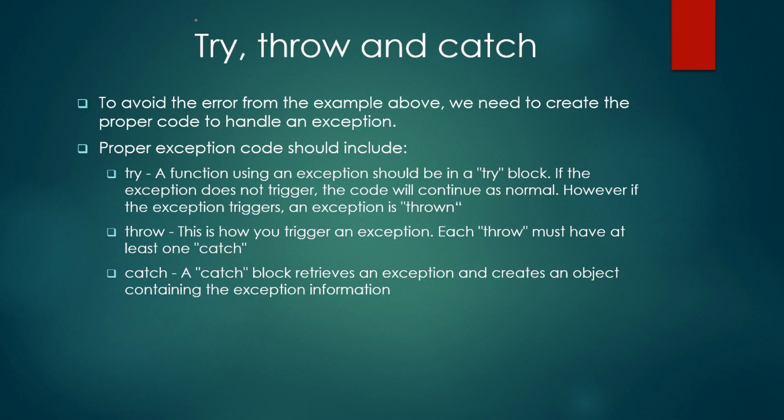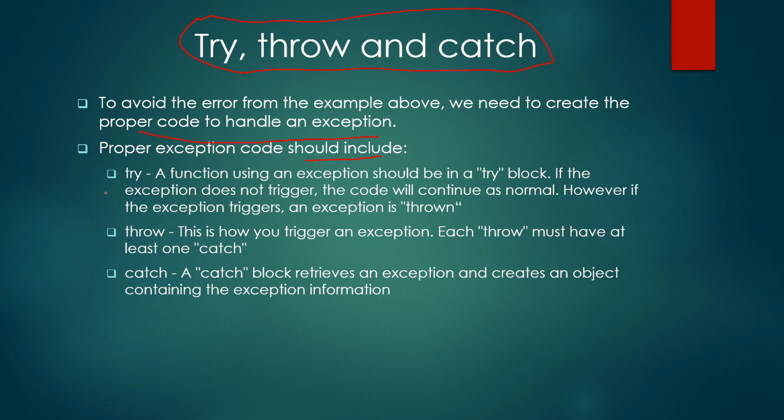In order to handle exceptions, we have to make use of these three: try, throw and catch. To avoid the error from the example that we just saw, we need to create the proper code to handle an exception. It is important to handle such exceptions. Proper exception code should include what all things?